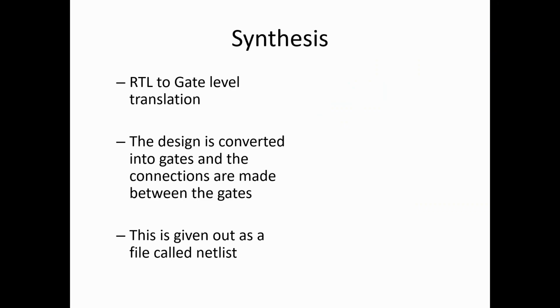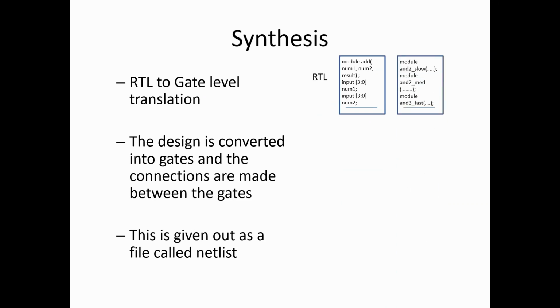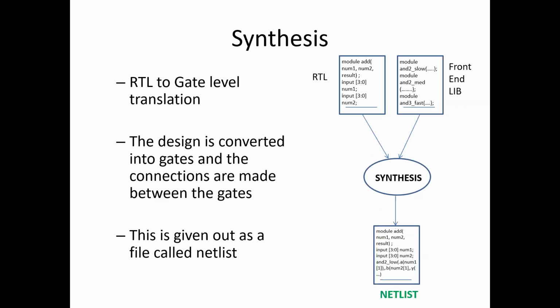What happens in the synthesis? RTL to gate level translation is what we call as synthesis. The design is converted into gates and the connections are made between the gates. And the file that is written out is what we call as netlist. So we have the RTL. We will have something called as the front-end libraries. And we are going to take it through synthesis. And what we are going to get is called the netlist.